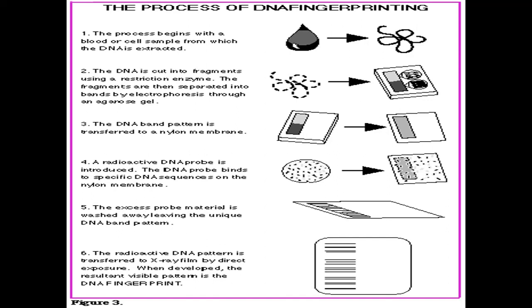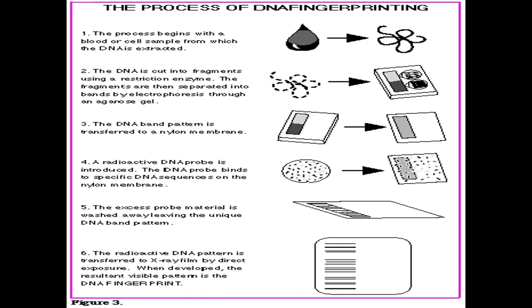So this diagram gives you 6 steps of the process of DNA fingerprinting. Usually a question is not asked on the process. It's just to give you some idea. Number 1, the process begins with a blood or cell sample from which the DNA is extracted. So the first step is extraction of DNA from the sample.